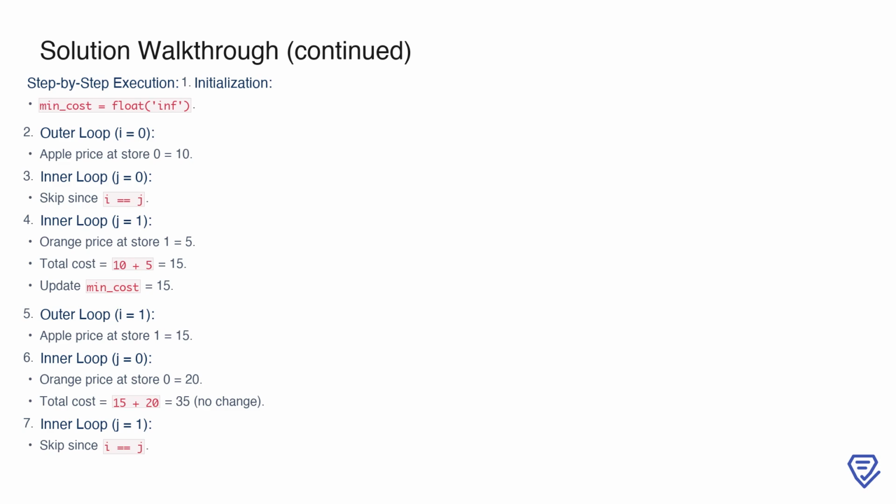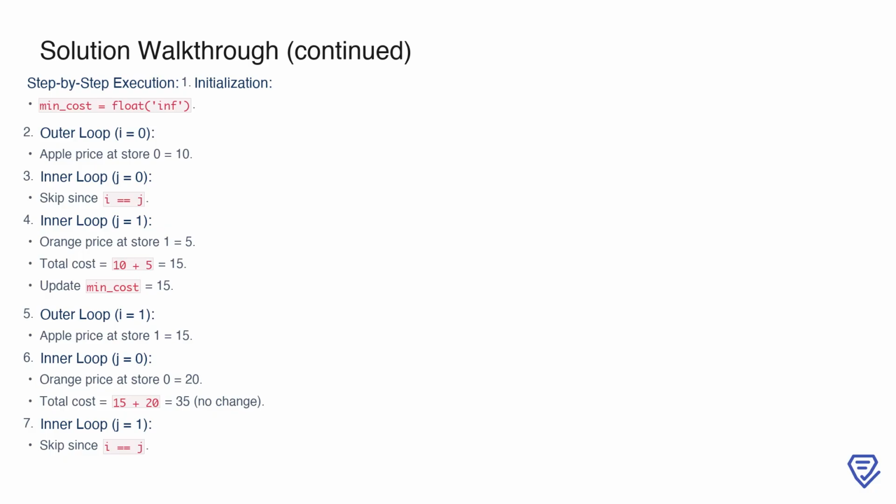Next, we examine the apple price at store 1, which is 15. For j equals 0, the orange price is 20, giving a total cost of 15 plus 20, which equals 35. This value does not affect min_cost since it's greater than 15. For j equals 1, we skip the combination due to i equals j. After evaluating all combinations, the final result for this example is min_cost equals 15.